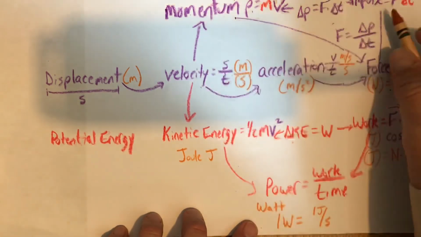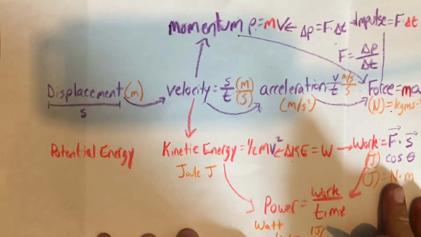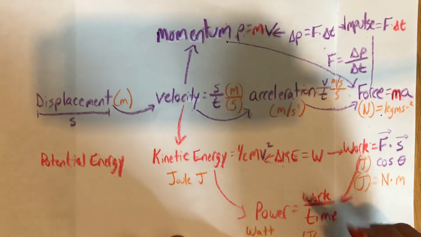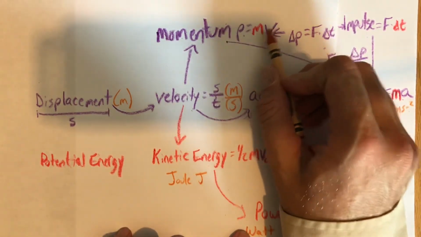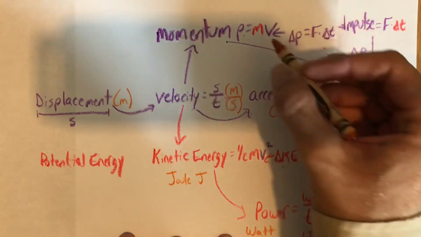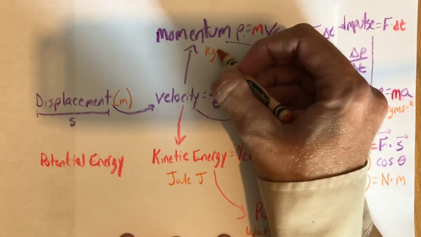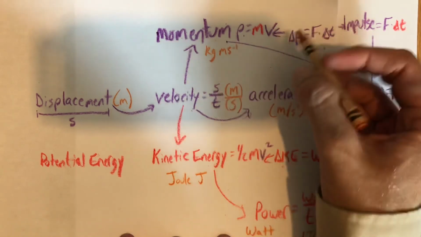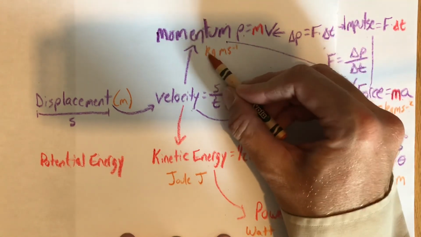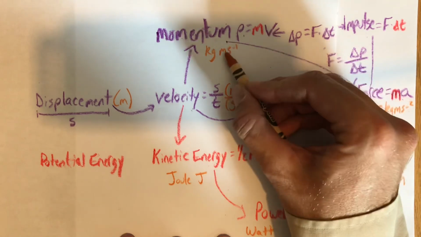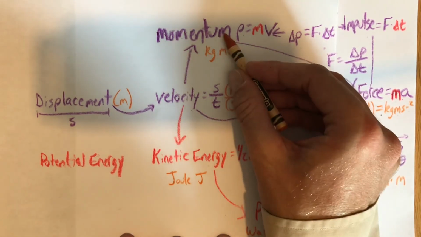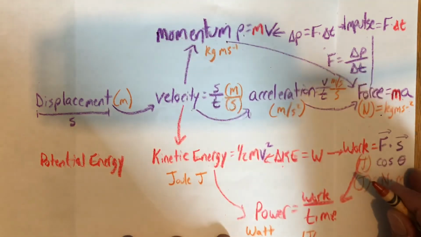Now, momentum and impulse don't really get their own unique units. They're just whatever units we get from this equation. And so the units of momentum are kilogram meters per second, because momentum is the product of mass measured in kilograms times velocity measured in meters per second. So the units of momentum are just kilogram meters per second.